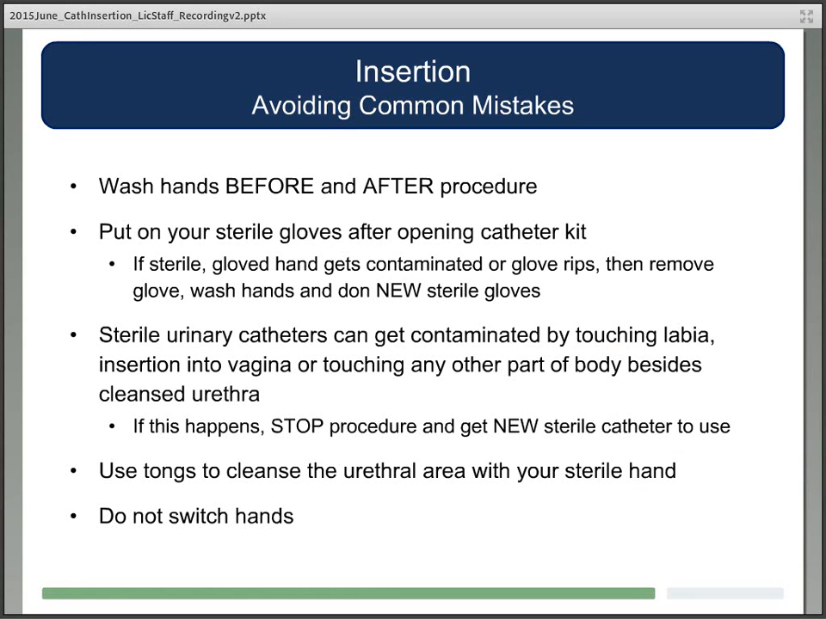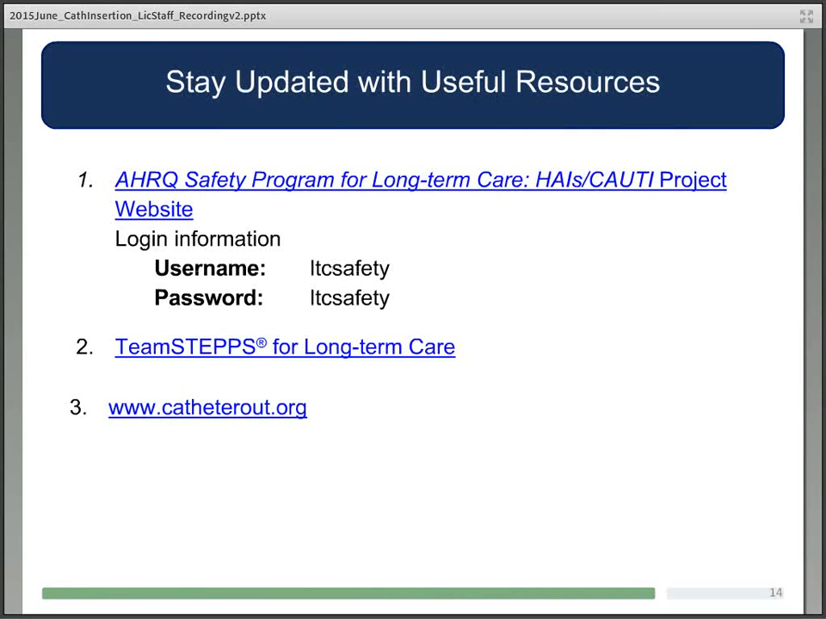Catheters become contaminated by touching the labia, insertion into the vagina, or by touching any other part of the body other than the cleansed opening. If this should happen, stop and get a new sterile catheter. Use the tongs to cleanse the urethral area with your sterile hand and do not switch hands. Remember what I mentioned earlier, that the key to proper aseptic insertion is to prepare as much as possible.